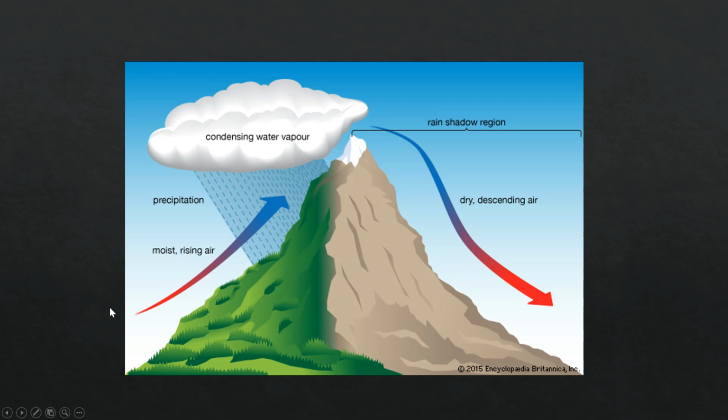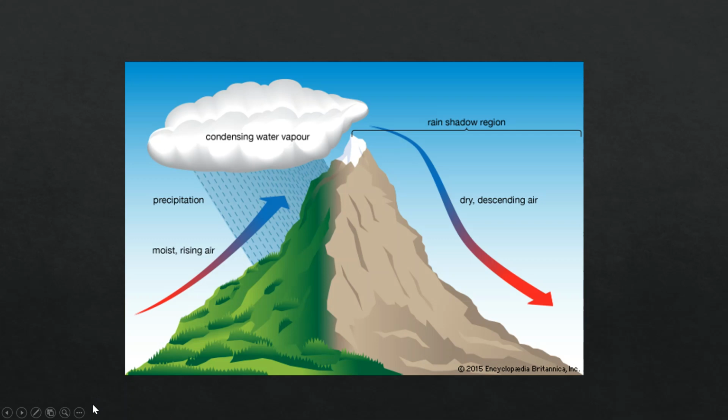But generally speaking, when we have mountains, we have a dry side and we have a wet side. So we have moist air that comes in. As that air rises and it cools off, it condenses and then it rains. And what happens is because all the rain falls on this side of the mountain, this side is completely dry.